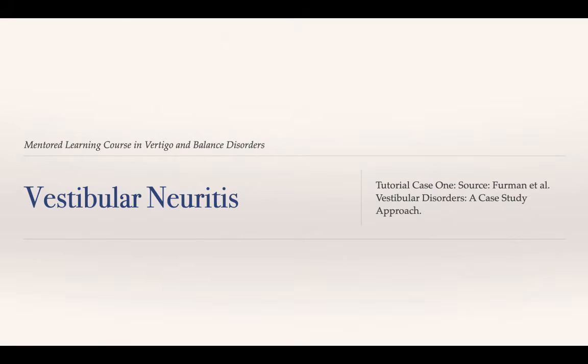So we will proceed with the first tutorial case. The first tutorial case is vestibular neuritis, and all the cases in this particular section are going to be drawn from Furman et al. Vestibular Disorders, a case study approach. The reason for choosing this particular book is the cases are completely worked up from the history to the follow-up. Everything has been provided for all the cases.